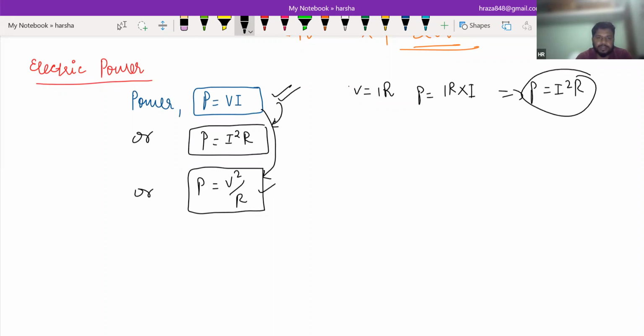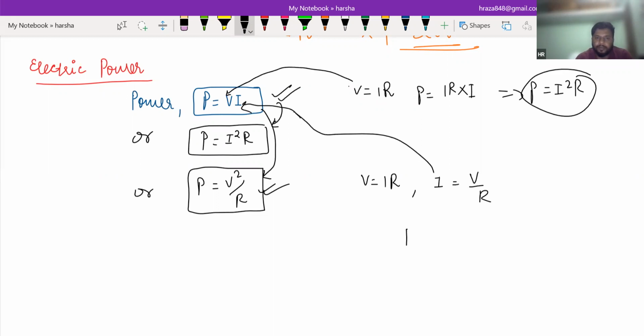If you see this, you know that from Ohm's law V is equal to IR, and I will be equal to V upon R. So I am going to put the value of I here. P will be equal to V at the place of V, and at the place of I I am going to write V upon R. So with the help of Ohm's law, P is equal to V square upon R.